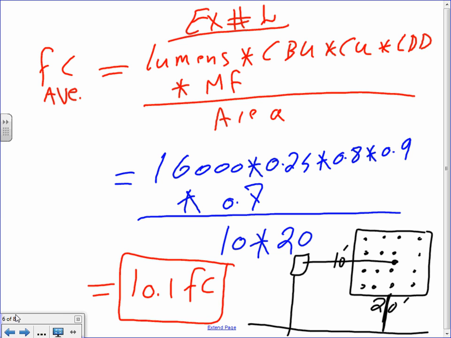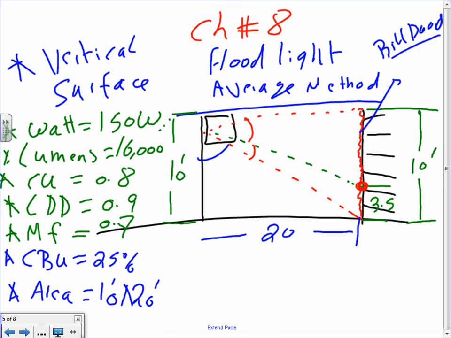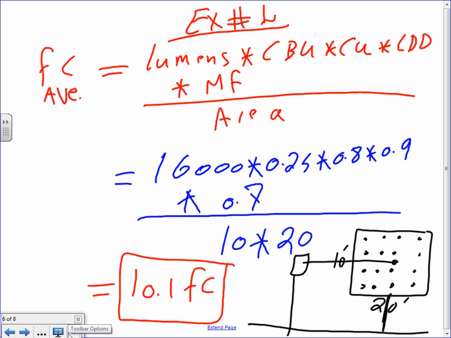So that's example number one that I have for you guys. Example number two is the point-to-point method, and we have done something like this. This is nothing new. The average method is a piece of cake. We have done it, right? Here's the method. You find the square foot of the area, 10 by 20, and you multiply all these numbers, and that gets you 10.1.